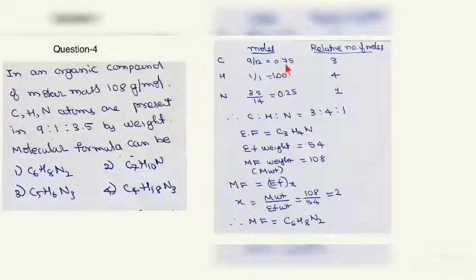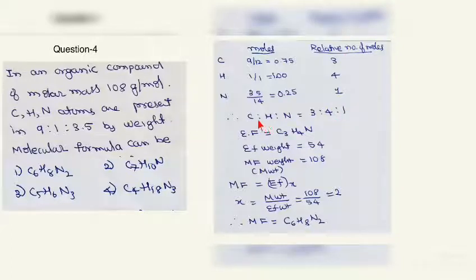We have to check which number of moles is the smallest one. By using the smallest number of moles, we have to divide all the moles by that smallest number. So here we divide all the numbers of moles by 0.25: 0.75 by 0.25, 1 by 0.25, 0.25 by 0.25. So we will get the simplest ratio of atoms.